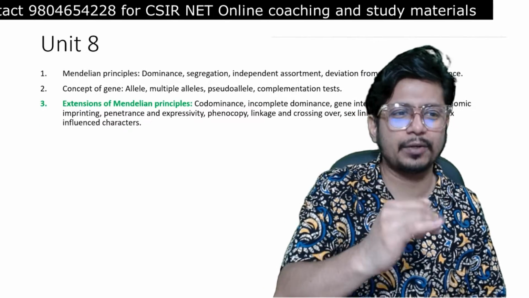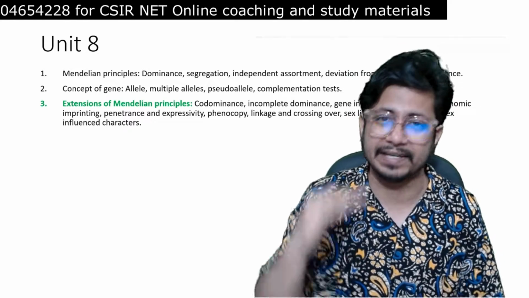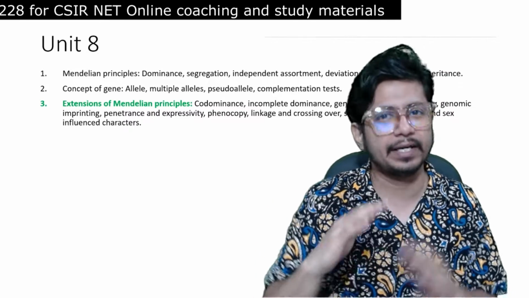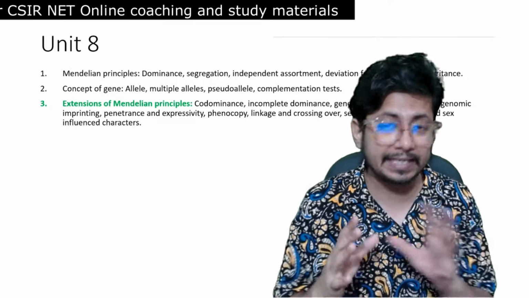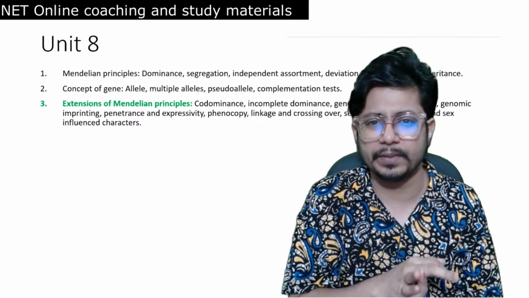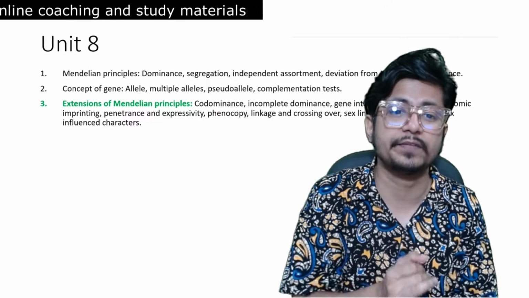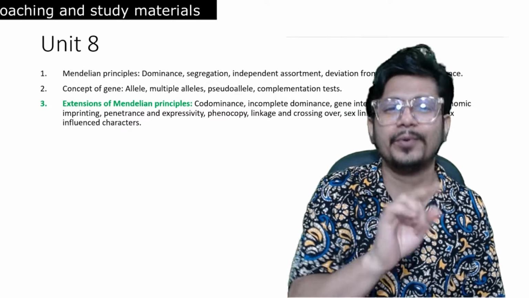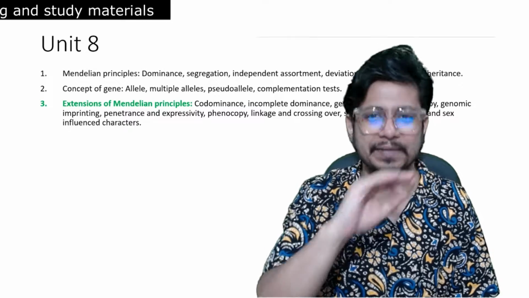Now, green color coded extensions of Mendelian principle is the most important type. Green is the most important, yellow is the moderately important type, red is the least important type. So we have extension of Mendelian principle, that is a part of non-Mendelian inheritance: codominance, incomplete dominance, pleiotropy, genomic imprinting, penetrance, expressivity, phenocopy, linkage, crossing over. And here one more topic that is not present here but is very important, that is epistasis.